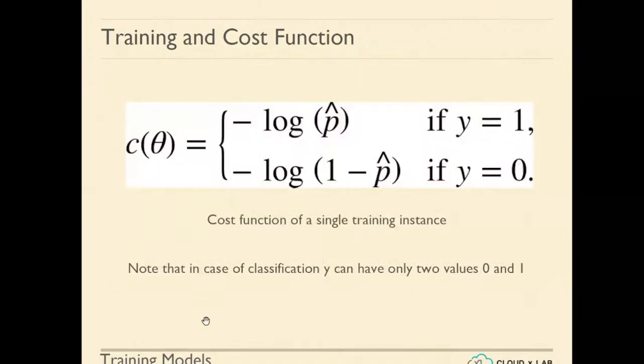Okay. So now what we will do, we will use these two functions to make a cost function, right? Because here the problem is for y is equal to 1, we have one function. For y is equal to 0, we have another function. So now we will make a combined function using these two functions, log p and log 1 minus p, right?